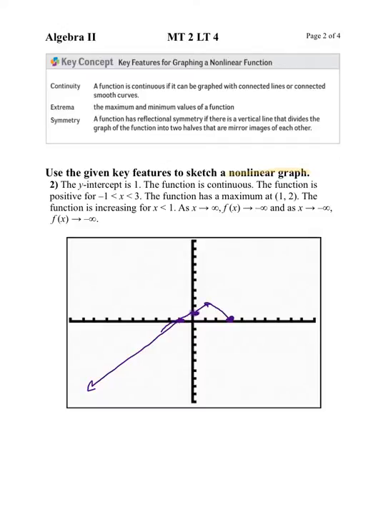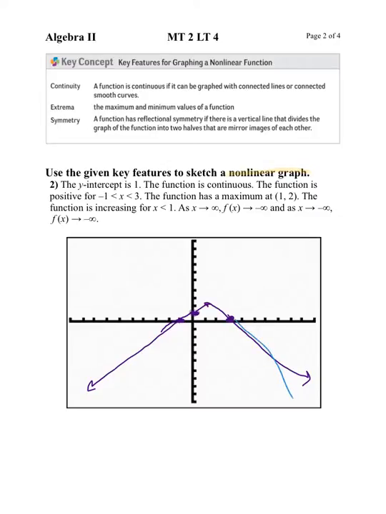So I'm going to have it curve down there. And then we're told as x approaches positive infinity, f of x approaches negative infinity. So I'm just going to draw my graph going down in that direction, maybe more vertical.